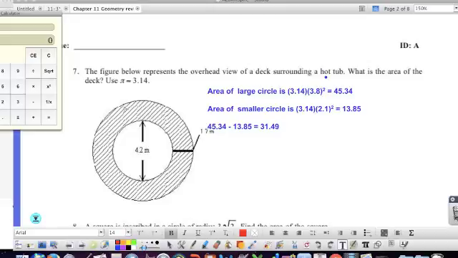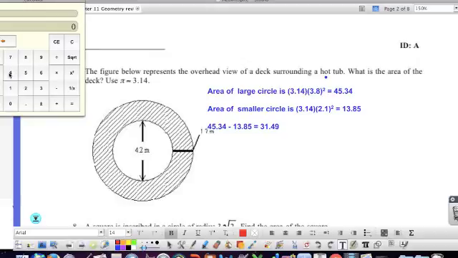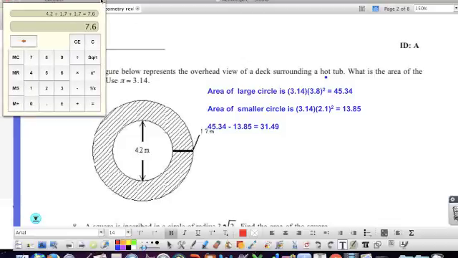We need to find the area of the larger circle, the area of the smaller circle, and subtract the two. So for the larger circle, this is where it gets a little tricky. The diameter of the larger circle is 4.2 plus 1.7. This bit would be 1.7 up here and 1.7. You'd have to do that twice for this part and this part. So you get a diameter of 7.6. Divided by 2 is a radius of 3.8.